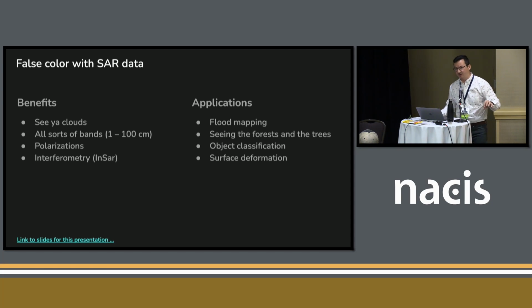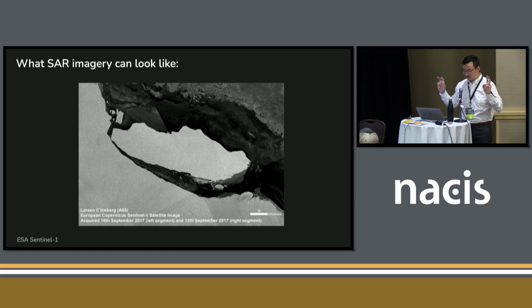There are all sorts of bands that we can work with that are really beyond me as to all the different applications. There are different polarizations, and there's interferometry, or InSAR, that allows us to, as an applied product, read information that's happening on the ground. More on that later. So those applications lend themselves to flood mapping, detecting changes in forestry, object classification, and surface deformation, to name a few. And this is an active field that you all are probably well aware of, that people are always figuring out new tools here.